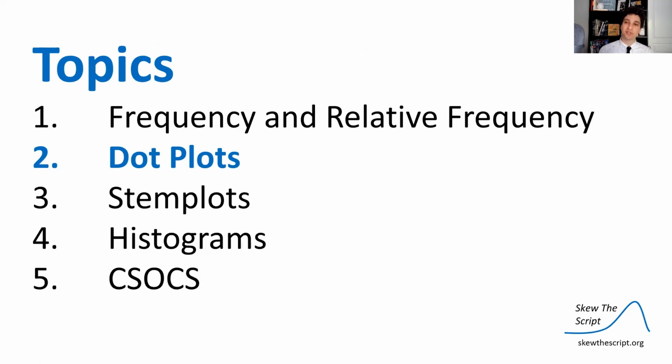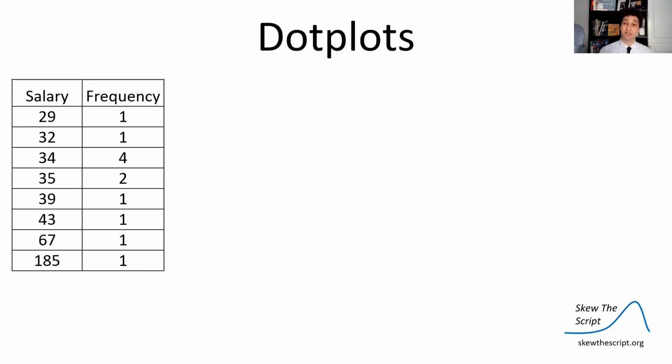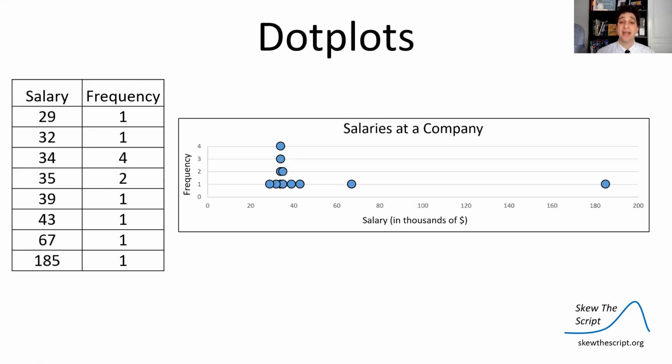Now let's talk about different ways to visualize these frequency tables. First, let's start with dotplots, probably the simplest visualization in this course. For a dot plot, you take the salaries and their frequencies, and you put them on a number line, and use the y-axis to demonstrate the frequencies. This gives a little bit of shape to the distribution, lets you see what the distribution of data looks like.